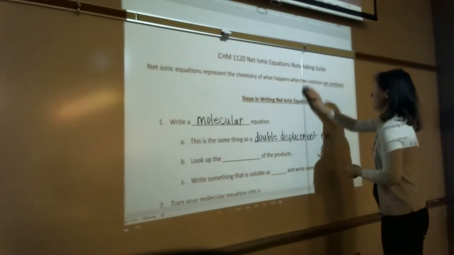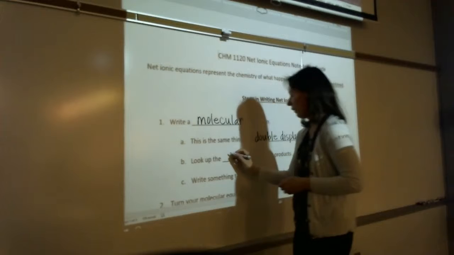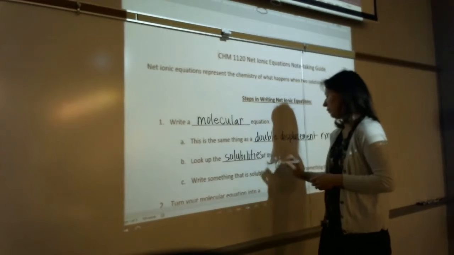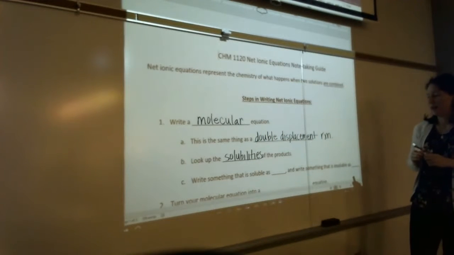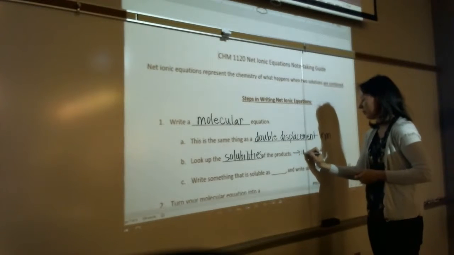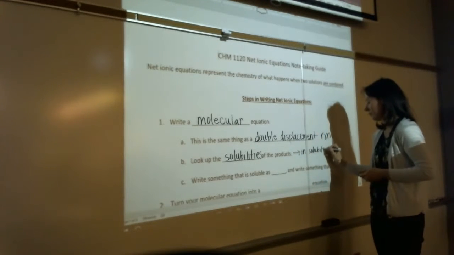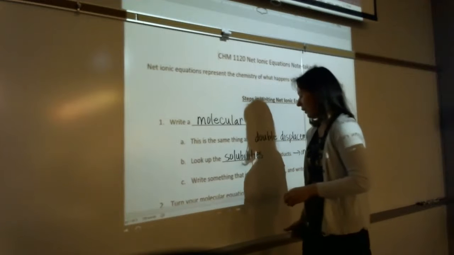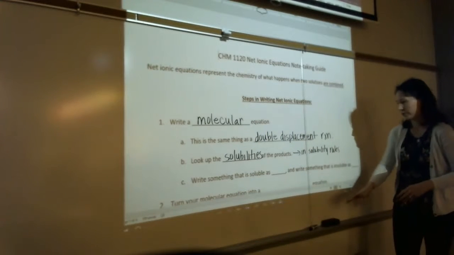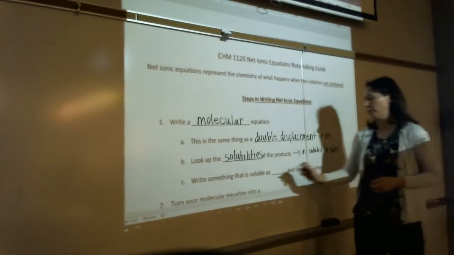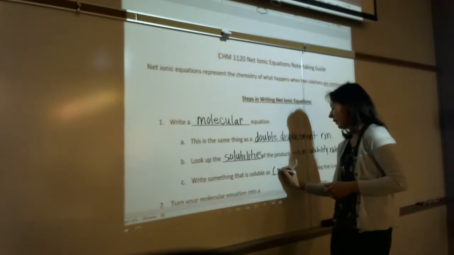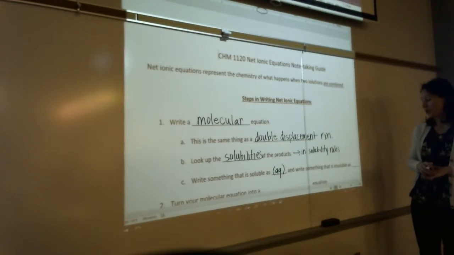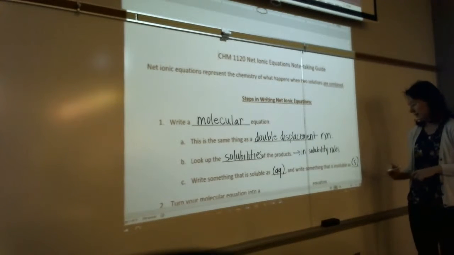And now what you're going to do is you're going to look up the solubilities of the products. And this is going to be in your solubility rules, which I have put on your handout. And then let's fill in this part and then we'll talk about the solubility rules. Write something that is soluble as aq subscript and write something that is insoluble as s subscript.